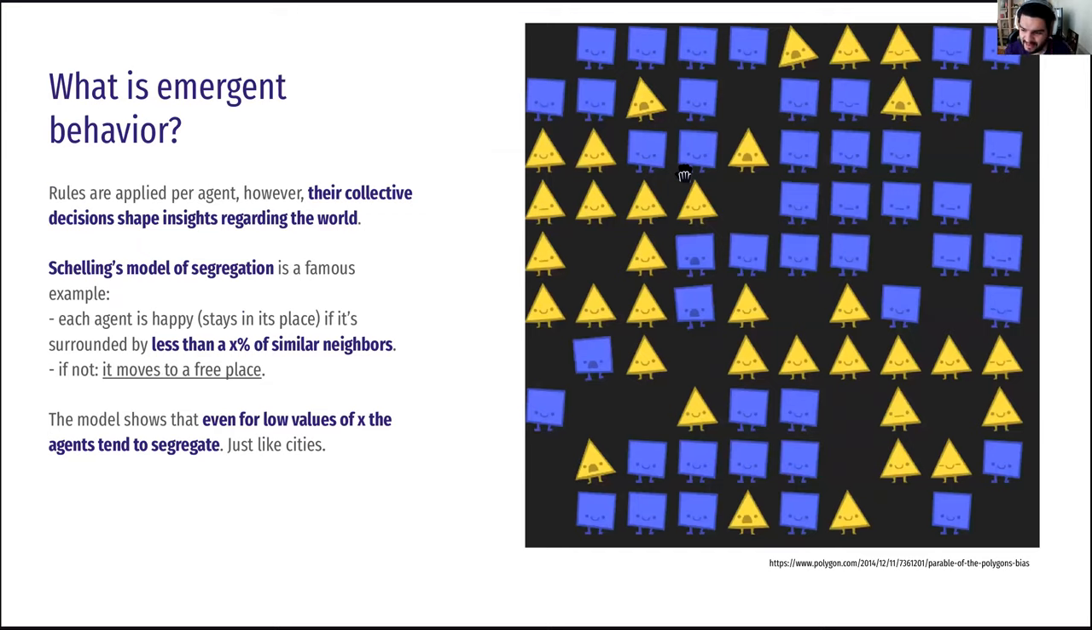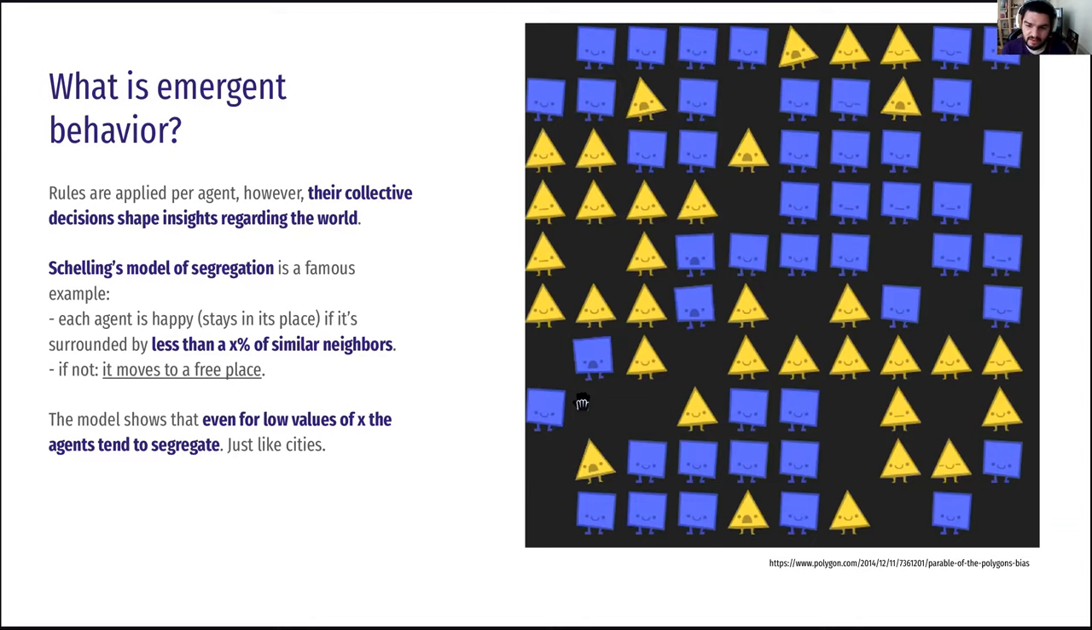So there is a very nice and interesting game. It's called the Parable of the Polygons. You can find it on the internet. You see different types of polygons living in the same space. Here, the artificial world is the black box. And you have two types of agents, the triangles and the squares, the yellow triangles and the blue squares. And there is a status for each one of these agents. They are happy or not. So the idea here is that everyone wants to be happy.